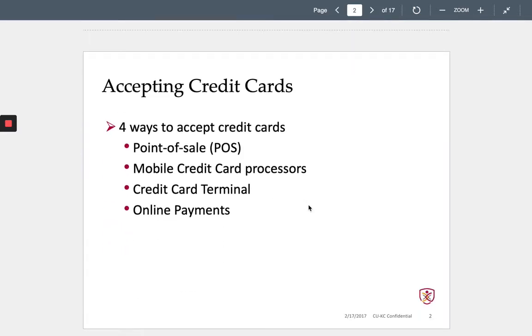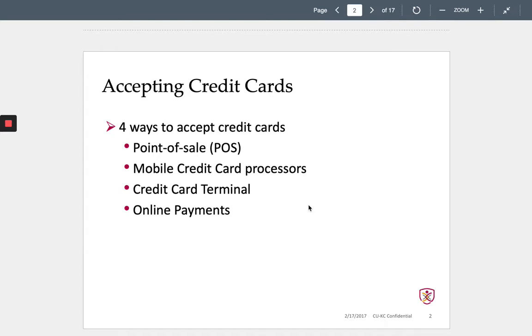So accepting credit card payments, you're all going to want to do this. This is a fact of modern life. Most people have credit cards or a debit card of some sort. Pretty obvious. And so there are four different ways that you can accept those payments. And you're probably familiar with some or all of these.